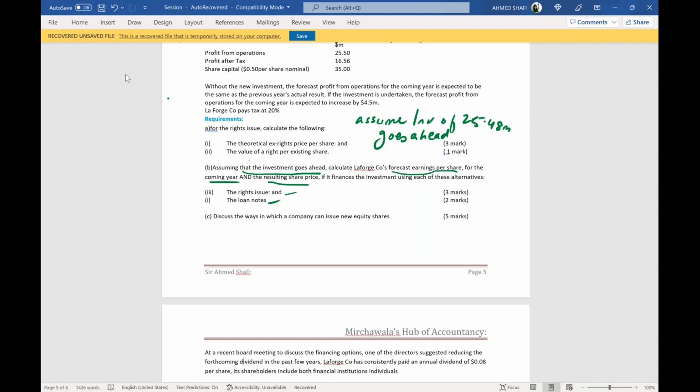To make the investment of 25.48 million, the company had 2 options: rights issue, loan note issue. So this part states, assume the investment goes ahead. Assume we have done the 25.48 million investment. Now you need to calculate 2 things: Laforge's EPS for the coming year if the investment goes ahead, and the resulting share price if it finances the investment using rights issue and loan note issue.